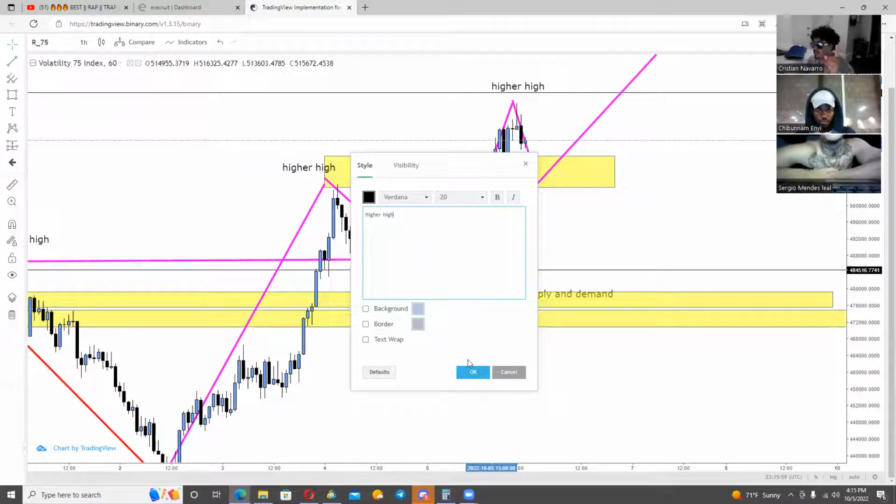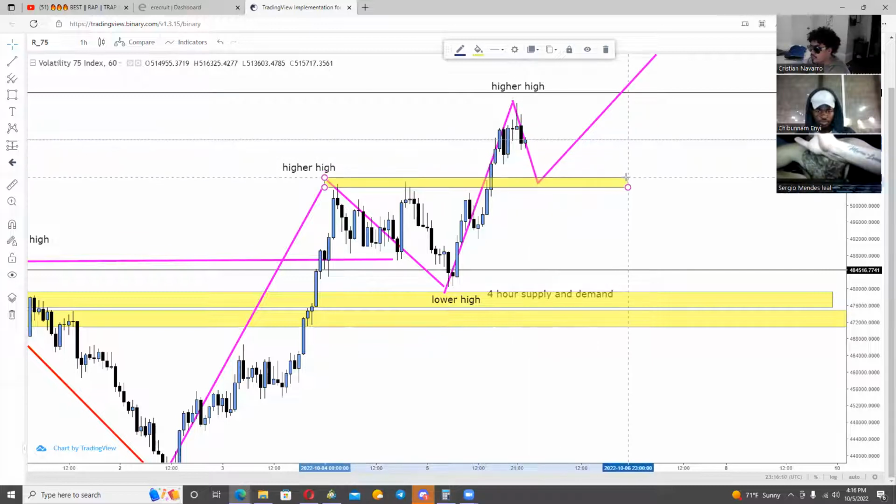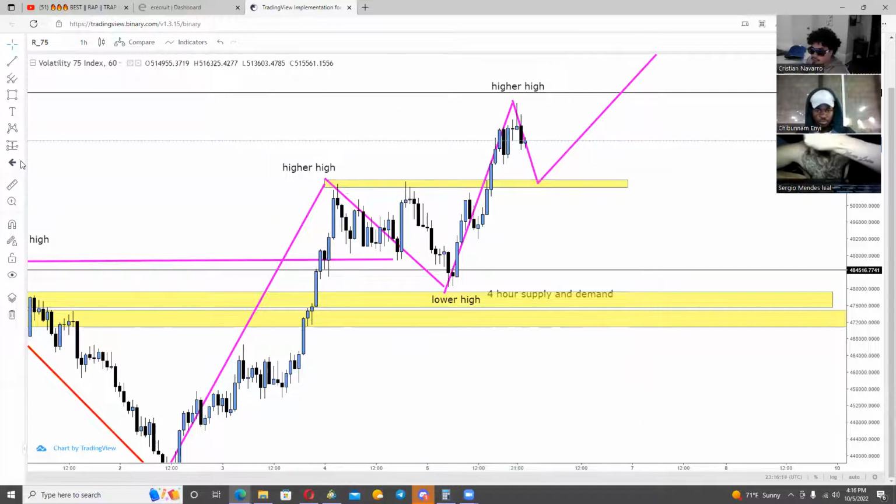So what am I looking to do? I'm looking for buys only. I'm only looking to buy this market, but I'm only looking to buy it at points of interest. My first point of interest is going to be this area of resistance. We have multiple confirmations that this area here is a resistance.